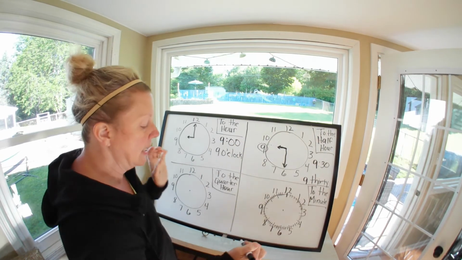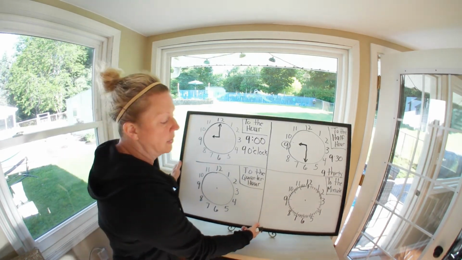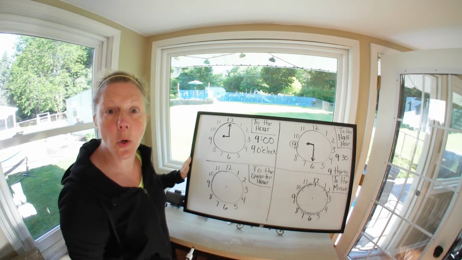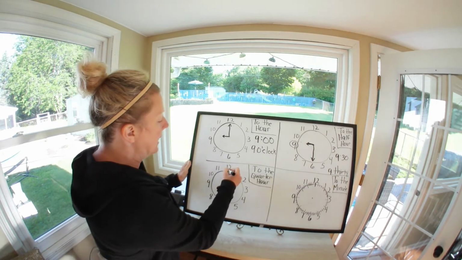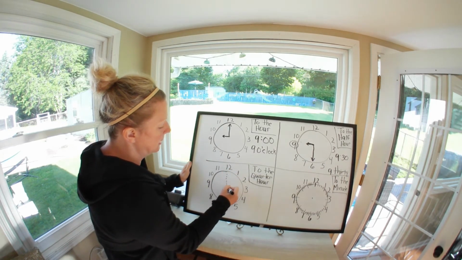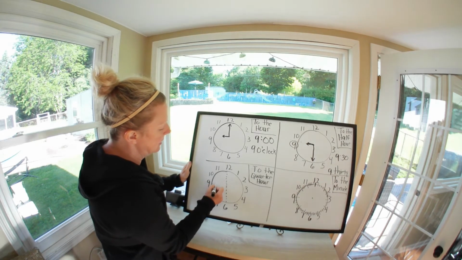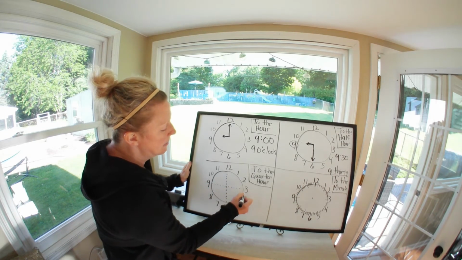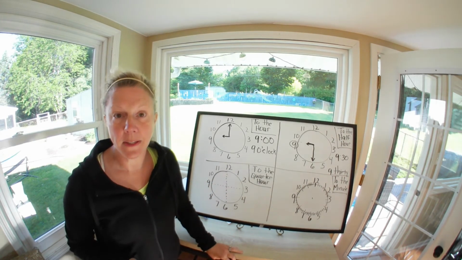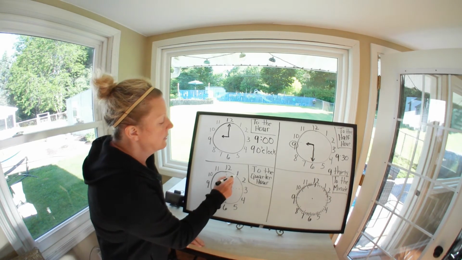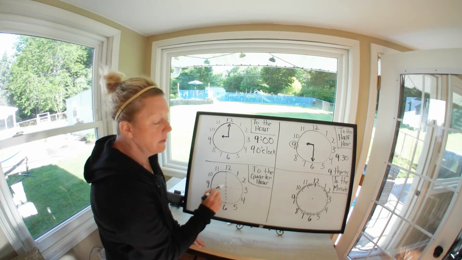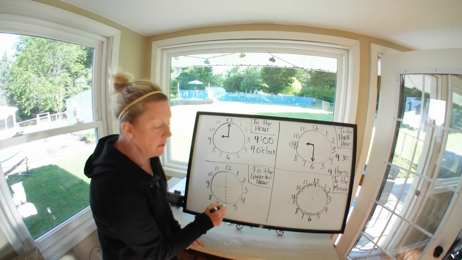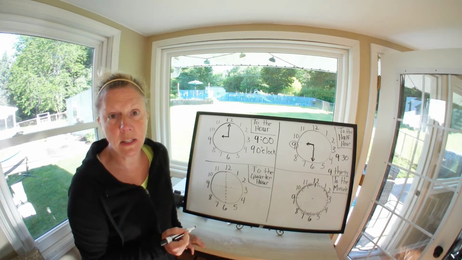Now yesterday, I showed you a little clip on how to do time to the quarter hour. Remember, if I just do some little dots here, I can divide my clock into quarters, okay? Each quarter is 15 minutes: 5, 10, 15, 5, 10, 15. Each one of those is 15 minutes.